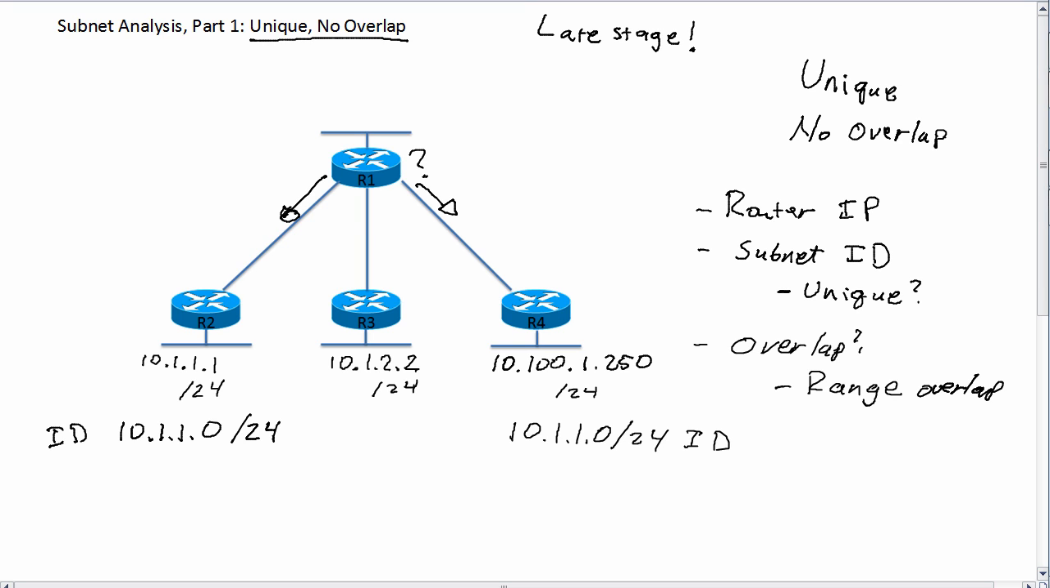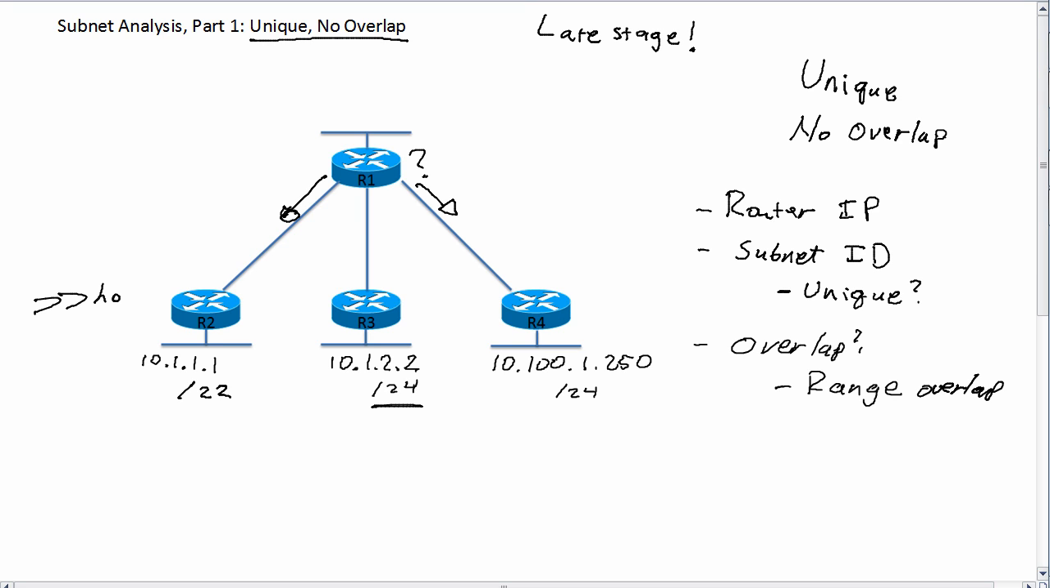Now other problems can exist as well that are overlaps that aren't so obvious. Let's for instance say let's not use that same mask anymore, and R2 and R3 still have addresses 10.1.1.1 and 10.1.2.2. And let's just say for the sake of argument that R3 keeps using the /24, but now we change R2's mask to /22. Now why might you change from a /24 to a /22? Well, just say the network engineer needed a larger subnet. He was running out of addresses, so he said let's back it up 2 bits and give us a lot more host addresses. We're never going to run out then.